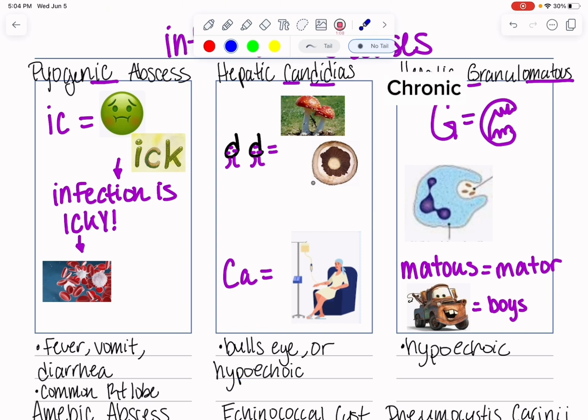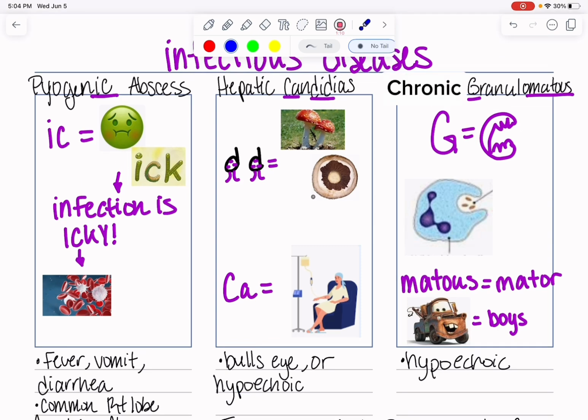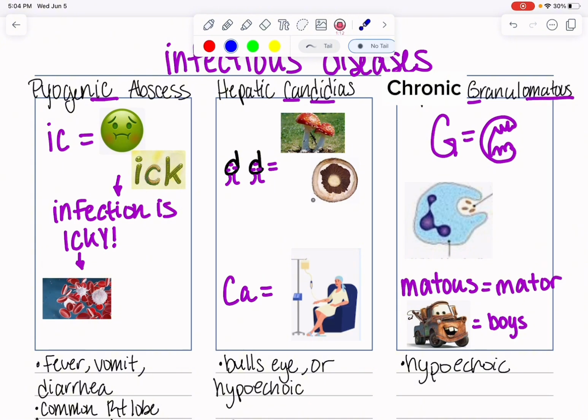Now let's look at chronic granulomatous. The G in granulomatous to me looks like a phagocyte, so I know that this disease has to do with phagocytes, specifically them not being able to kill bacteria or fungi.